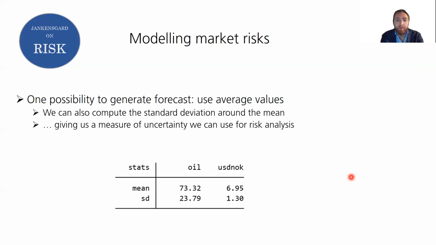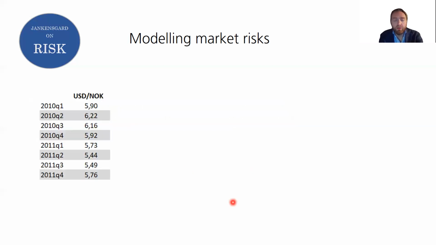So we can have the program compute the mean for us, 73 here for oil, 6.95 for the dollar versus NOK exchange rate. And then the standard deviation is $23 here for the oil price, 1.3 for the exchange rate. So these inputs are very easily generated. So what then if we try to use the average as a predictor? Let's go back to 2010 first quarter and see how well we can do with that approach.